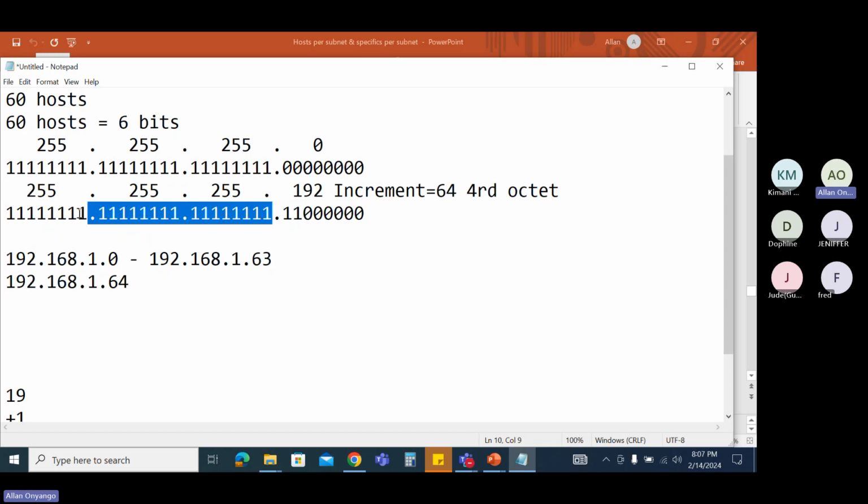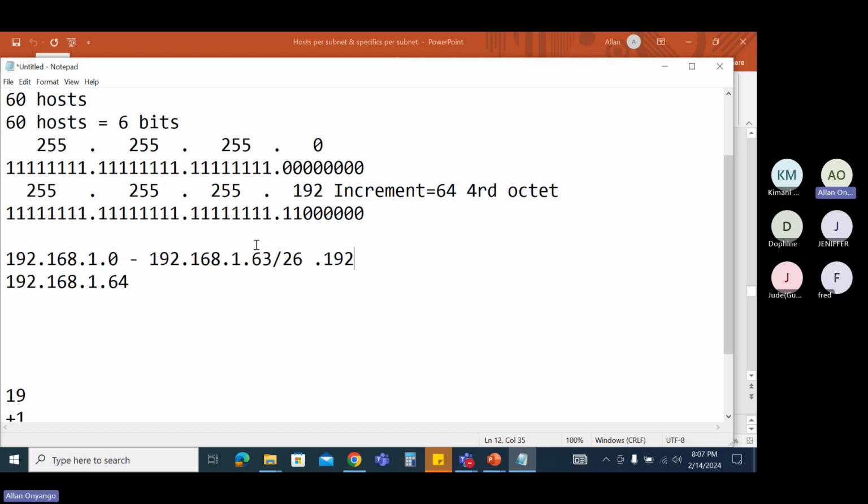Always remember up to here, there are 24. So we just added two more here. 20, we put a slash 26. And you should know that your subnet mask will end with .192, okay? I'm putting that just for you to remember that, okay? From there, we are done with that. Add increment only once.